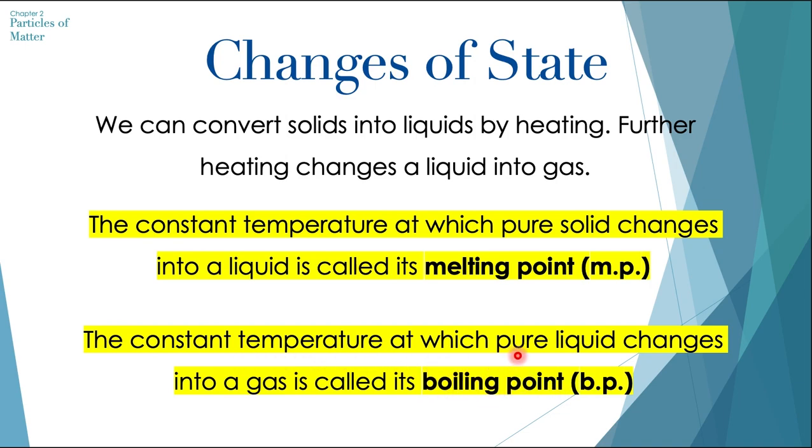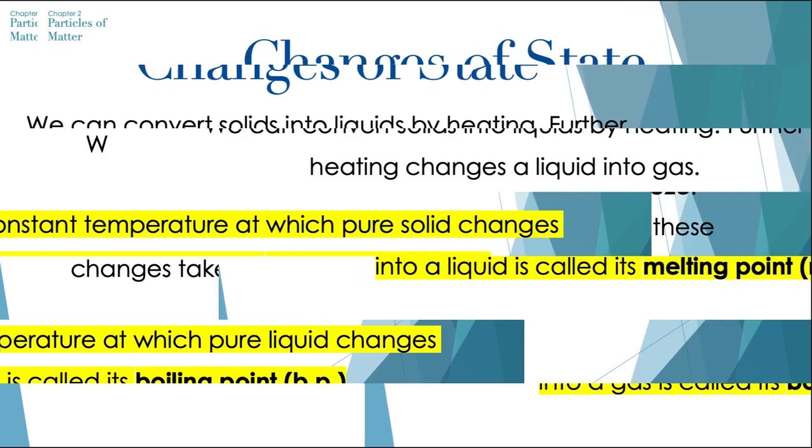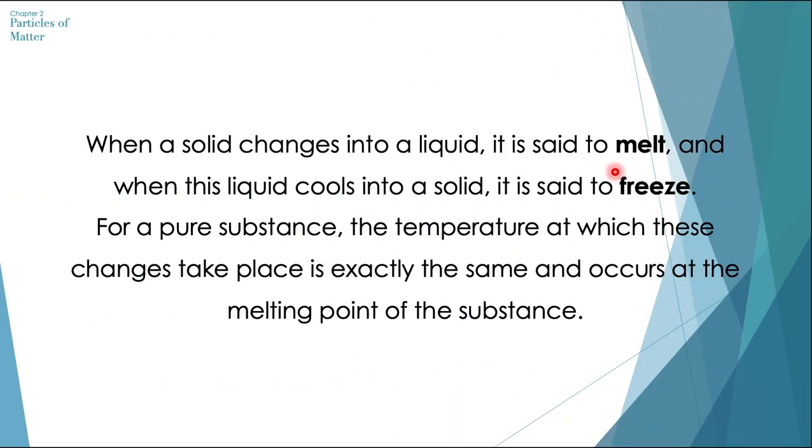And remember, at which pure liquid changes. A liquid should be pure in order for it to have a constant temperature at which it boils. And when it boils, the liquid changes into a gas. So, these are the changes of state. The melting point at which the solid changes into a liquid, and the boiling point at which a liquid changes into a gas. Okay?